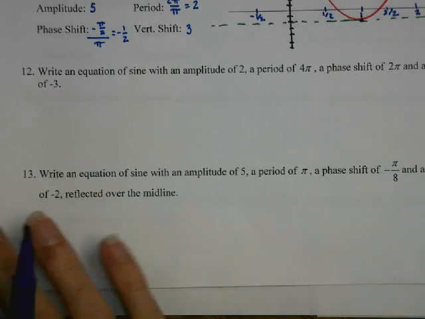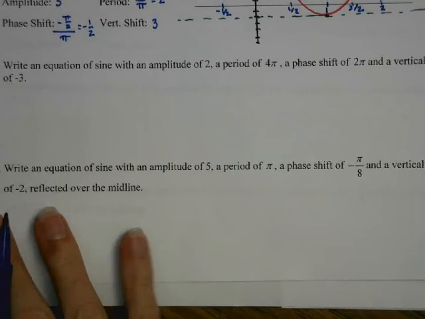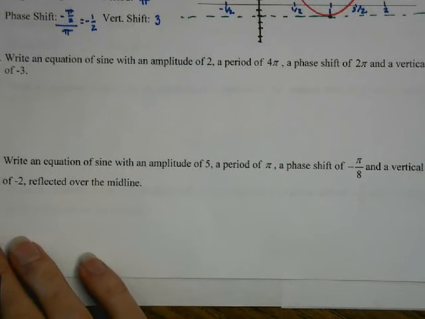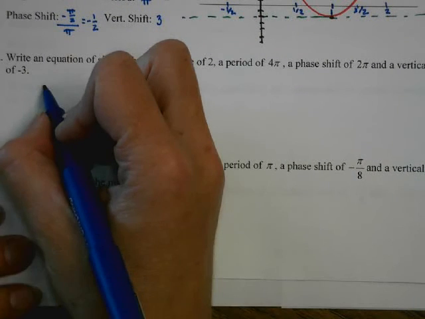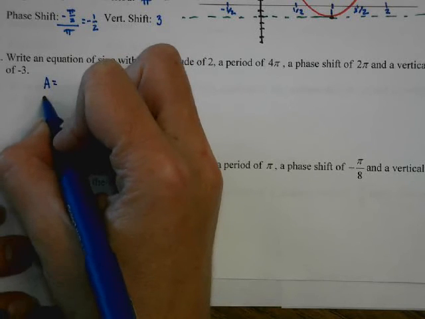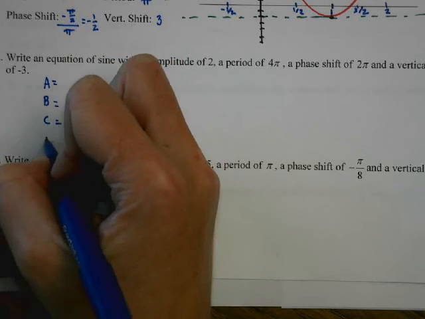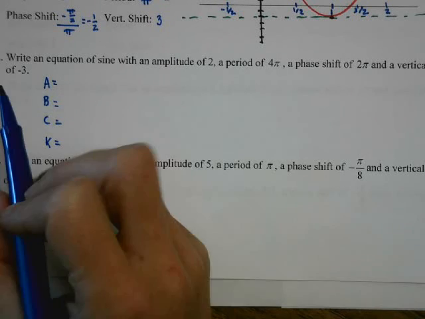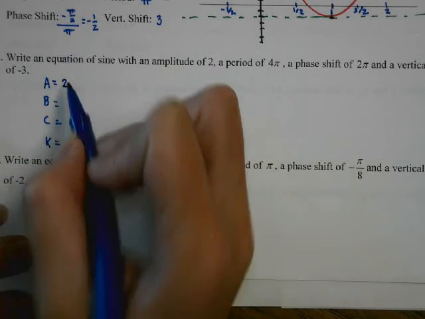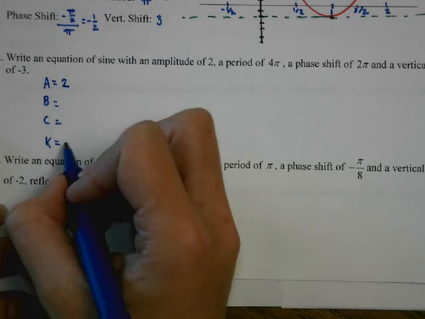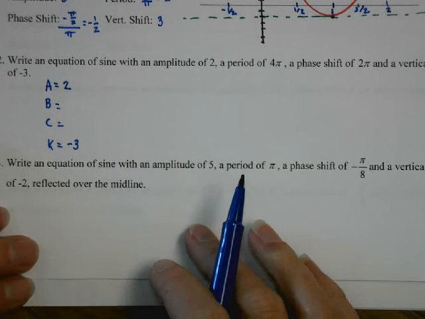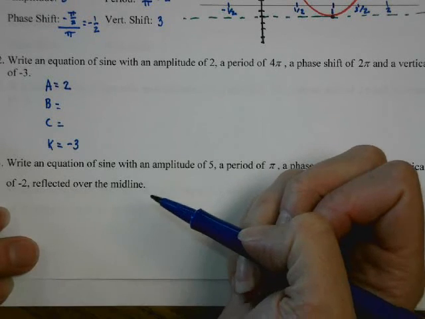All right, now we're going to write some equations. So write an equation of sine with an amplitude of 2, a period of 4 pi, a phase shift of 2 pi, and a vertical shift of negative 3. So I need A, B, C, and K in our general equation. Okay, so 2 of these are easy. Amplitude 2, which means A is 2, and a vertical shift of negative 3 means K is negative 3. B and C require calculations.